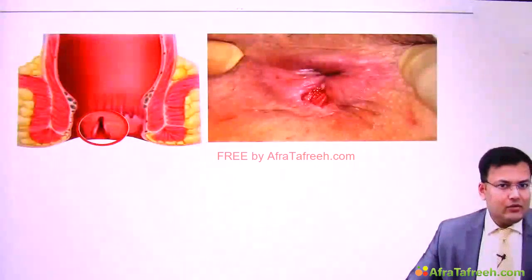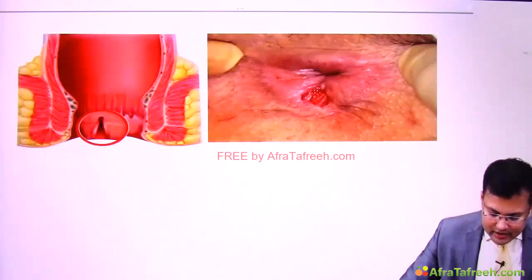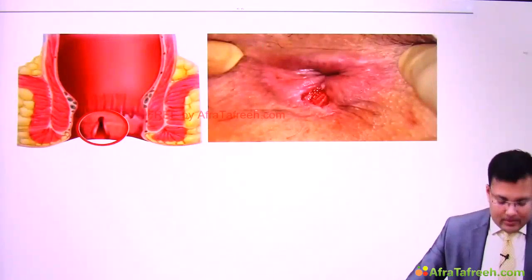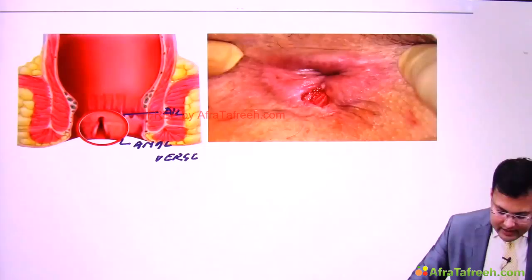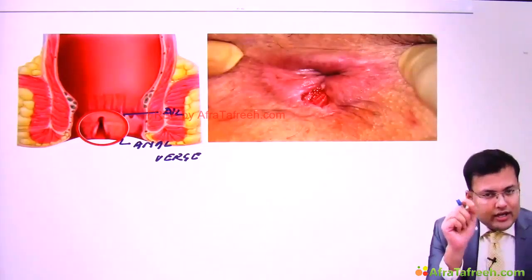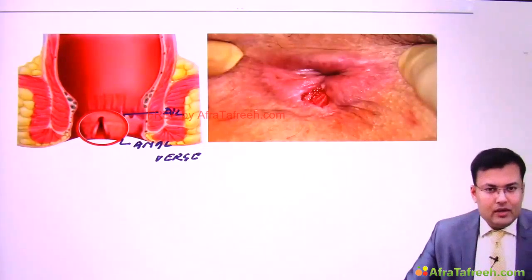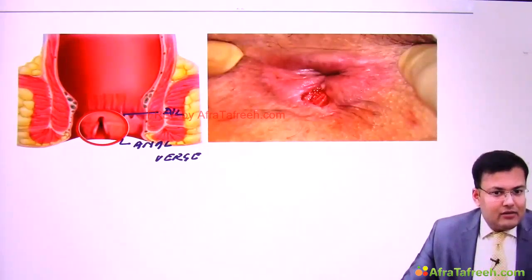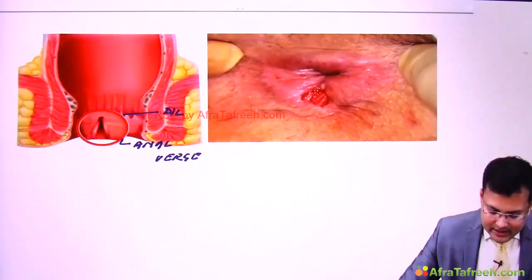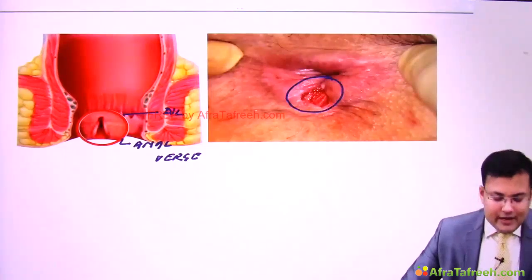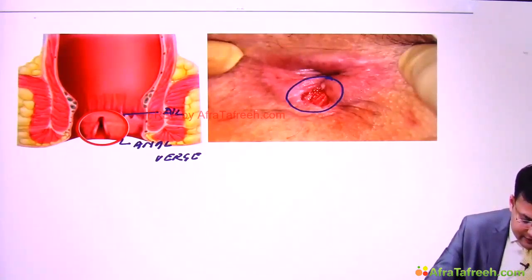Now tell me, what is the diagnosis in this case? Can you see here? There is longitudinal split in the anoderm. This is the anal verge and this is the dentate line. So what you can see is a longitudinal split in the anoderm, extending from anal verge till dentate line, and this is known as fissure in ano. Very, very important topic.